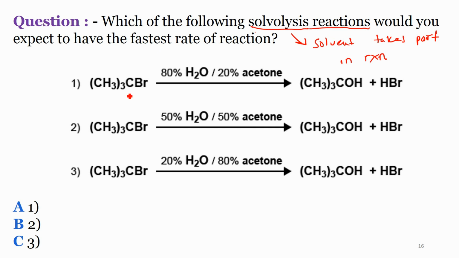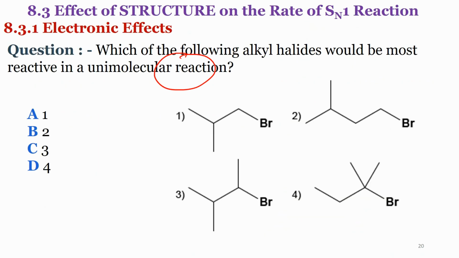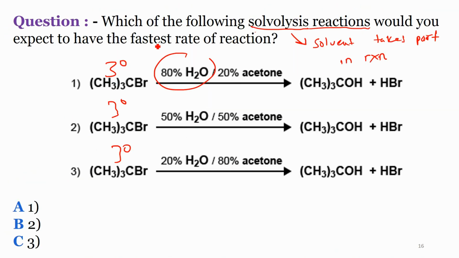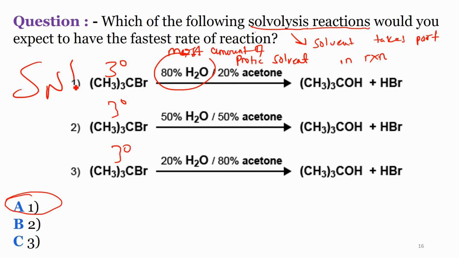A. It's going to be A. Of course, we know all these are tertiaries, so don't even consider SN2. And it's going to be A because A has the most amount of protic solvent. That's what we want. You want one that has the most amount of protic solvent. So that's why the answer is 1. Look at the percentage, 80%, 50%, 20%. So A is the most reactive because it has the most amount of protic solvent. We are looking at SN1. It prefers protic solvents.